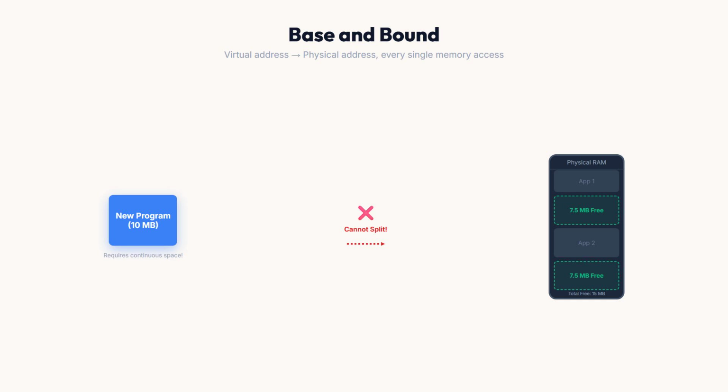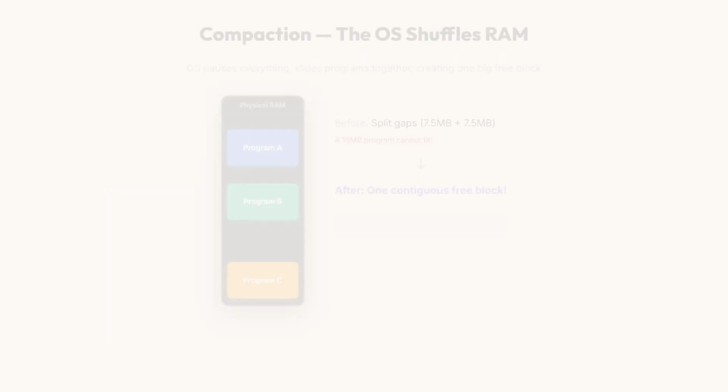Imagine you have a program that needs 10 megabytes of space. You look at your memory and you technically have 15 megabytes of total free memory, but it's split into two separate gaps of 7.5 megabytes each. Even though you have more than enough total memory to run the app, the base and bound system is completely stuck. It has nowhere to put a single continuous 10 megabyte block.